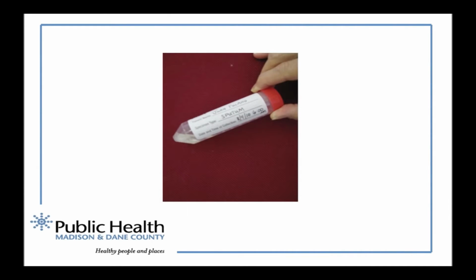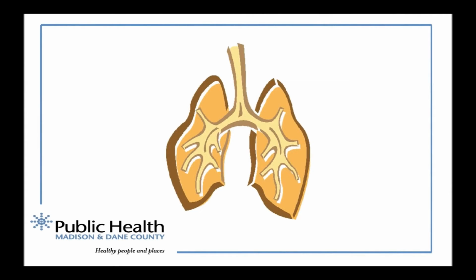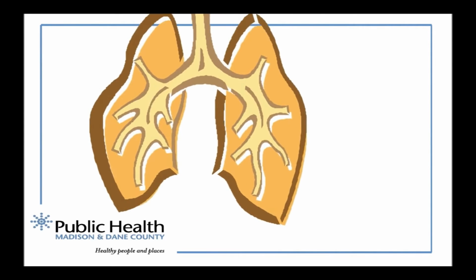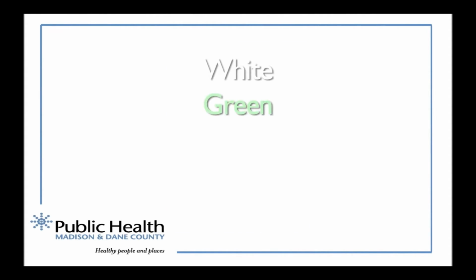The sputum sample you're providing will help figure out the cause of your symptoms or infection, help you get the correct treatment, and help prevent any infection from spreading to others. First, let's get clear about just what sputum is. Sputum is mucus coughed up from deep in your lungs. Normally, it's thick and clear, but if you have an infection, it can be different colors such as white, green, or yellow, and it may have red or brown blood in it.